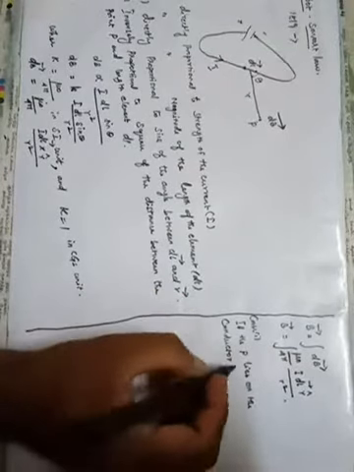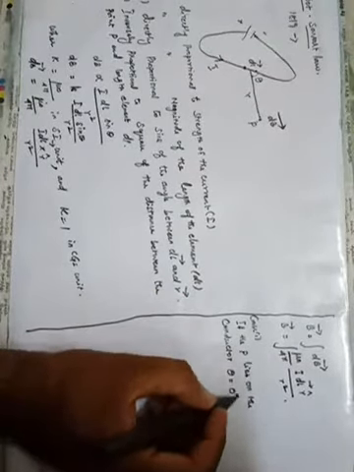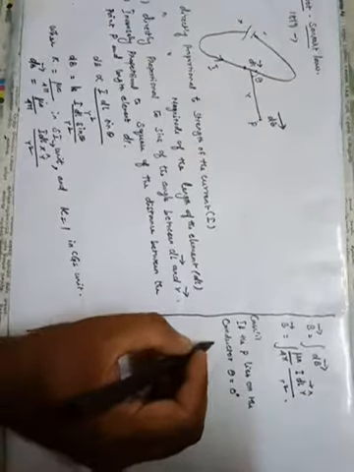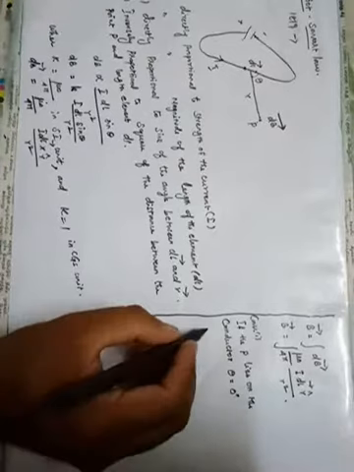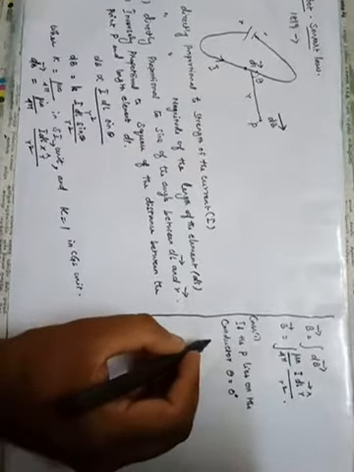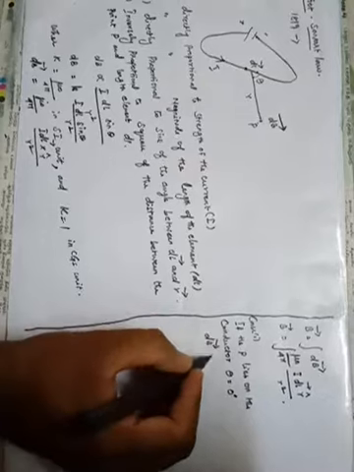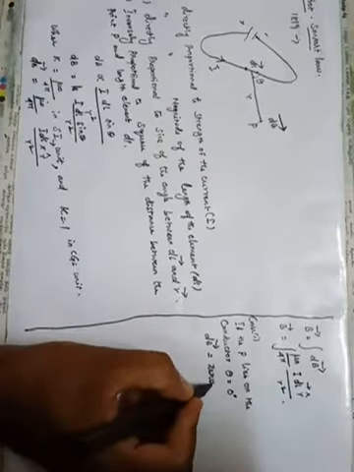Lies on the conductor means what is the value of theta? Theta is equal to 0 degree. Theta 0 degree, substituting this, sin 0 is equal to 0. So what is the value of the magnetic field? The magnetic field dB vector is equal to 0.